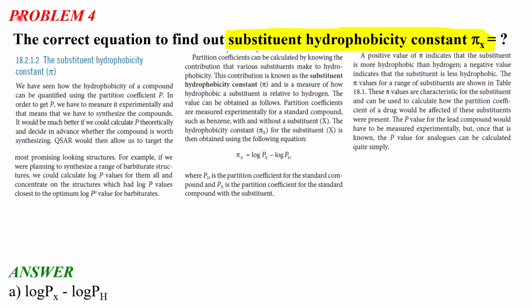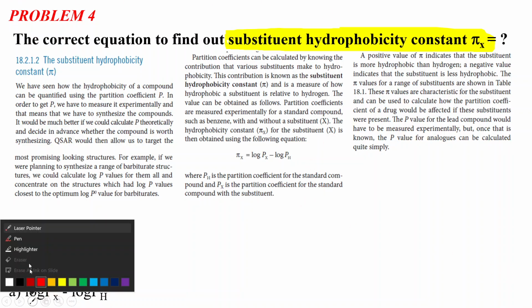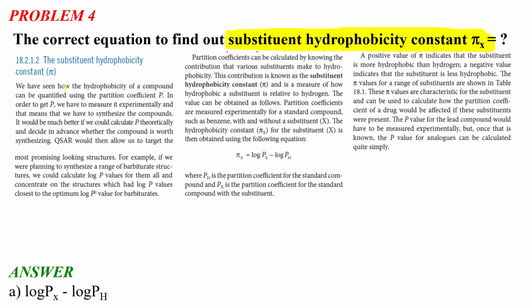So now let us understand what this substituent hydrophobicity constant is. Let me highlight the important parts. We have seen how the hydrophobicity of a compound can be quantified using the partition coefficient. In our last slide, I mentioned that hydrophobicity and partition coefficient are deeply correlated. In order to get this partition coefficient P, we have to measure it experimentally, and this means that we have to synthesize the compounds. It would be much better if you could calculate the P theoretically and decide in advance whether the compound is worth synthesizing. QSAR would then allow us to target the most promising looking structure.